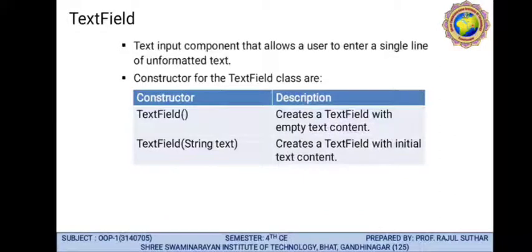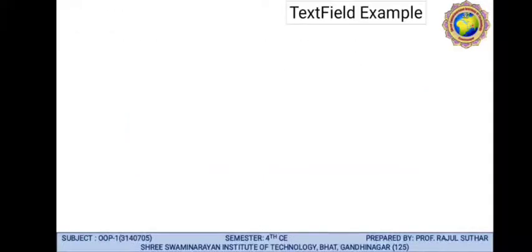The TextField class has constructors: TextField without any argument creates a text field with empty text content, and TextField with a string creates a text field with initial text content. getText is one method used to get the text from the text field.